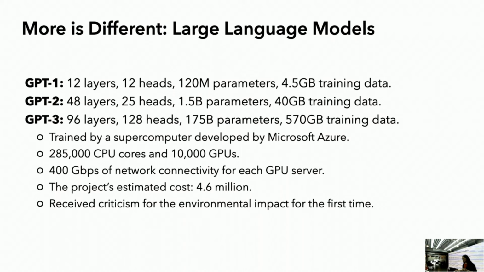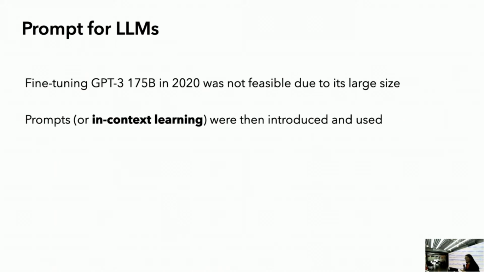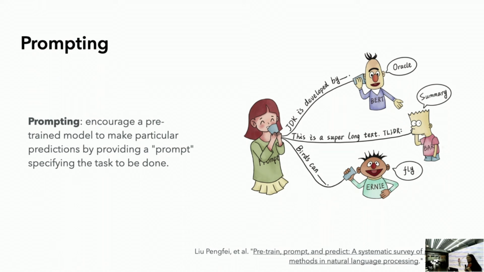Okay, so in-context learning. As you probably saw in the table or the figure I shared, GPT-3 has a lot of parameters, like 175 billion parameters. You could not fine-tune this type of model in 2020. Not many places in the world have the resources to do the fine-tuning due to its very large size. As a result, prompting or in-context learning was introduced to help the research community. So basically what prompting does is that you encourage the pre-trained model to make particular predictions by providing a query or a prompt specifying the task to be done.